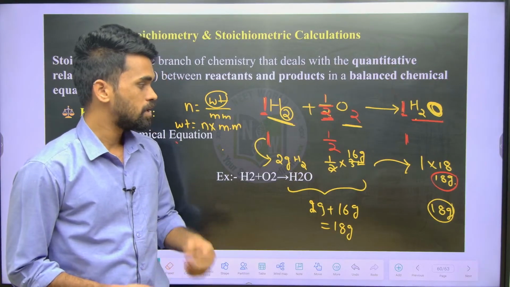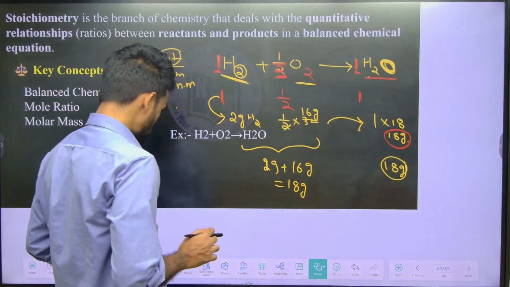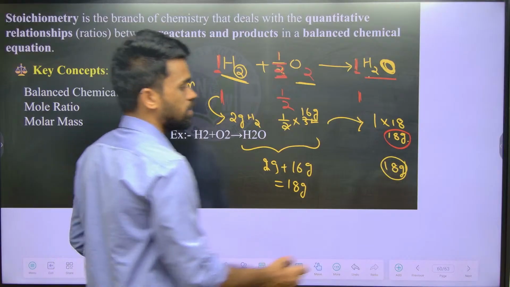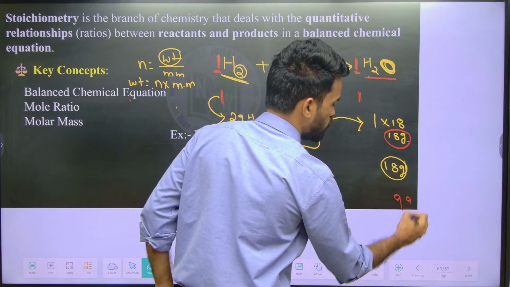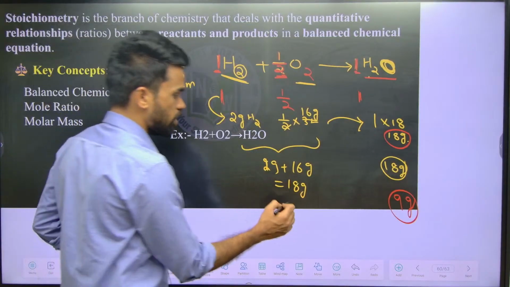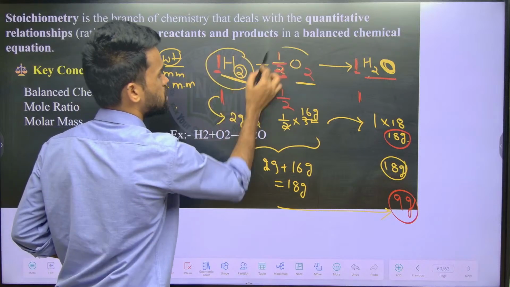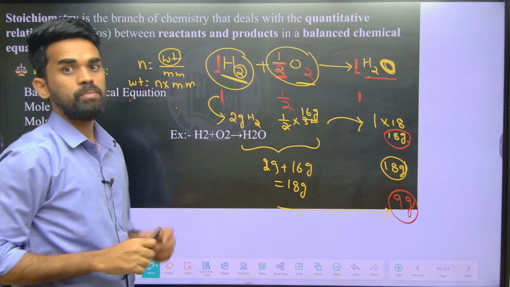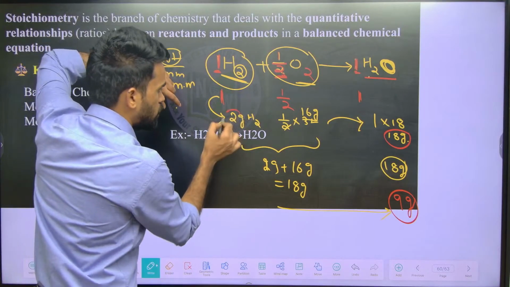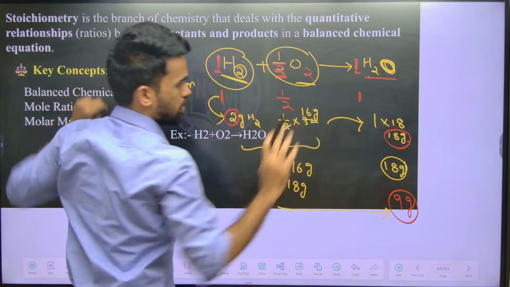For example, here is a simple question. Instead of forming 18 grams of water, I want only 9 grams of water. What can I take now? In order to form 9 grams of water, how much hydrogen and how much oxygen should I take? Minimum amount I am asking. For every 2 grams, 16 grams is required, therefore we get 18 grams.